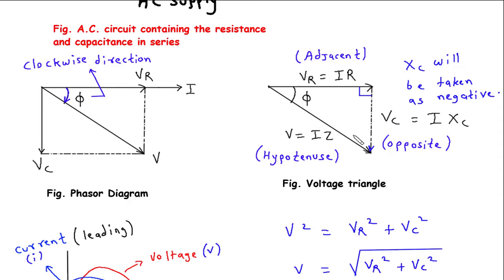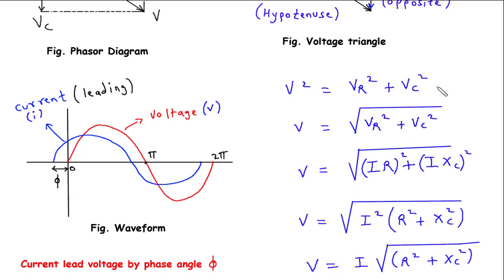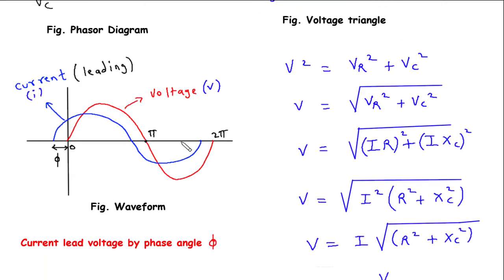Now this is a right angle triangle. So this will be the hypotenuse. This will be the opposite side of this angle phi. And this will be the adjacent side to this angle phi. Now XC will be taken as negative, since the direction of this XC is in this downward direction to the axis Y. So this will be taken as negative. This is a waveform. As we can see, this current I is leading and this voltage is lagging.